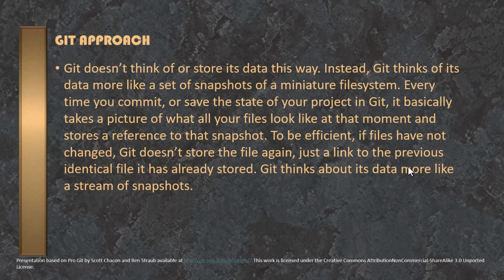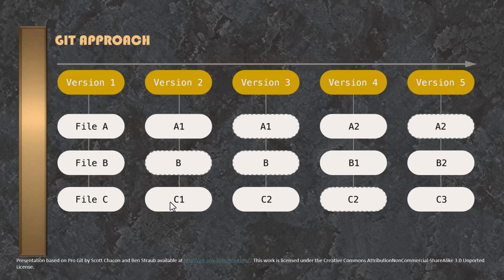Git doesn't think of or store data this way. Instead, Git thinks of its data more like a set of snapshots of a miniature file system. Every time you commit or save the state of your project, Git basically takes a picture of what all your files look like at that moment and stores a reference to the snapshot. If files have not changed, Git doesn't store the file again. It just stores a link to the previous identical file it has already stored. And so it thinks of it as more of a stream of snapshots.